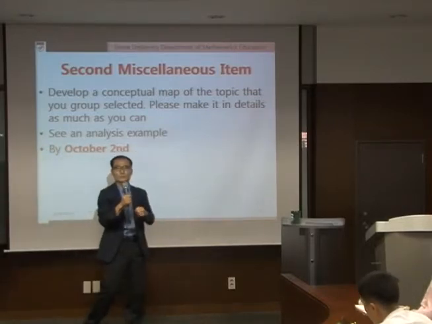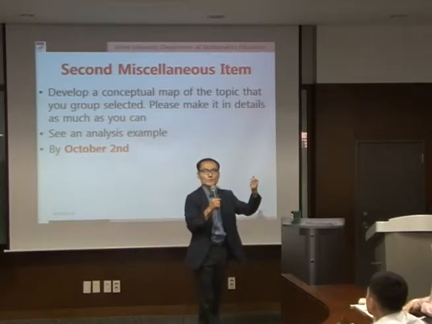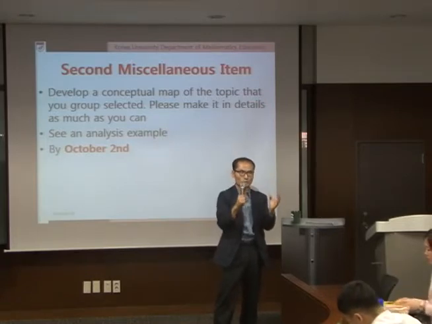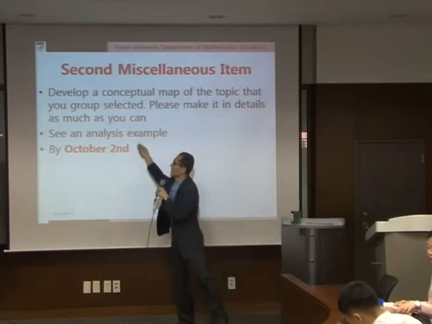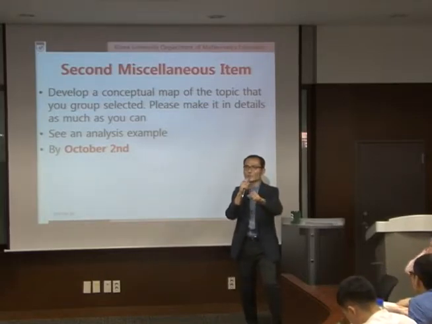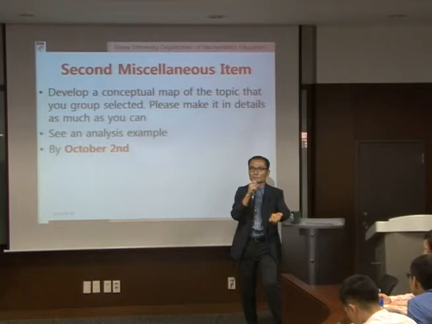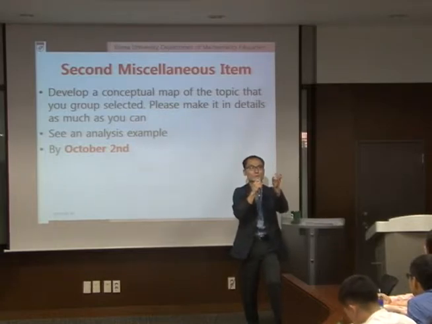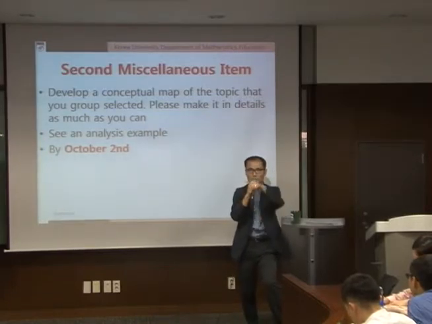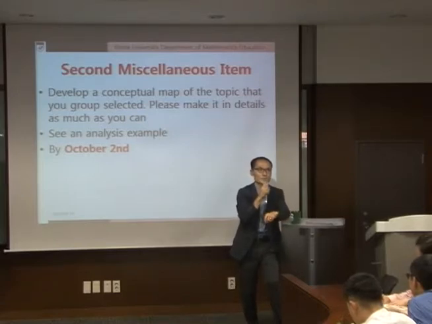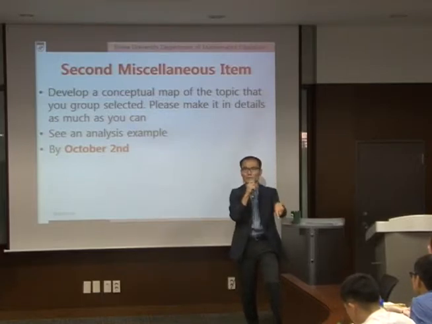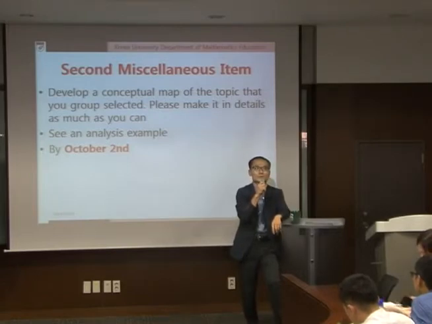See an example: you can see abstract algebra as well as topology, okay? After looking carefully at each diagram, each picture, you need to think about how you can make your group's own conceptual mapping of the topic you selected. You're supposed to submit by next Thursday before starting the class. Please submit a hard copy after printing it out. Don't email me, okay? Please bring just one paper after summarizing your conceptual mapping.